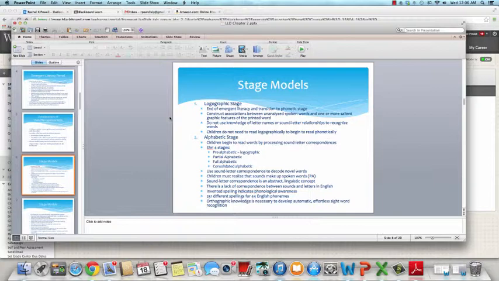So there is a lack of correspondence, too, between sounds and letters in English. We know that all of the 44 phonemes in English, as it says in the next bullet, are represented by 251 different spellings. That is a lot of different spellings for 44 sounds.